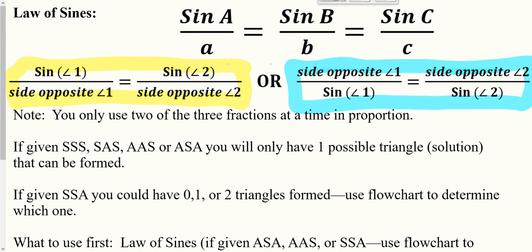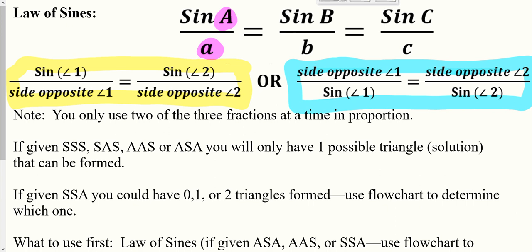Now, just know that for law of sines, you have to have an angle and its opposite side that you know. You have to have at least one of those opposite pairs that you know, the angle and its opposite side. If you don't have that, then you can't use law of sines. But you have to have this opposite pair, an angle and its opposite side that you know.